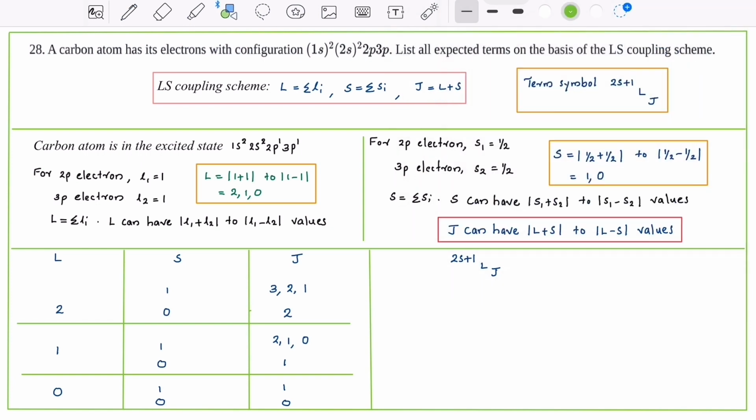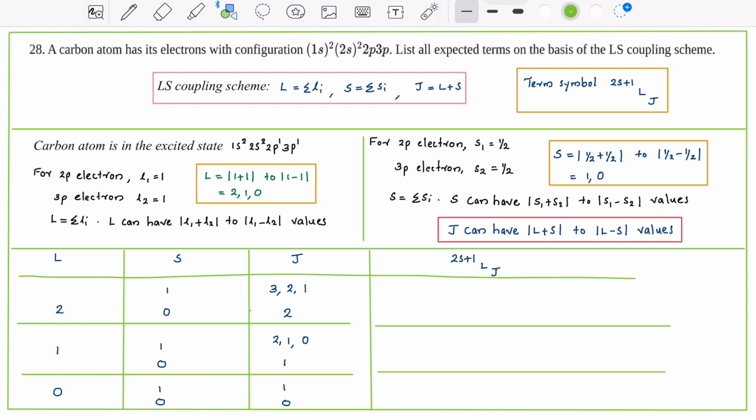When L is equal to 1, S is equal to 1, the value of J is 2, 1, 0. Similarly, when L is equal to 1, S is equal to 0, the value of J is 1. And for L is equal to 0, S is equal to 1, the value of J is 1.